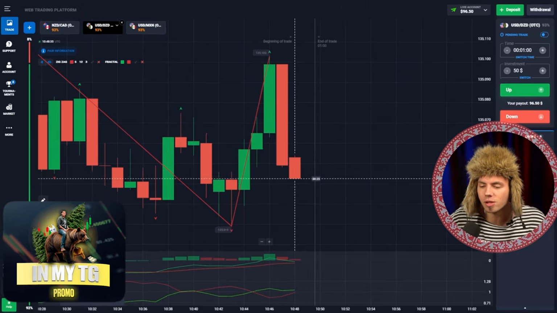And we got a trade closed almost 0.50 cent, 96 bucks. So we doubled our initial amount. That's pretty good beginning of a trader's day. Let's move on to the next pair.